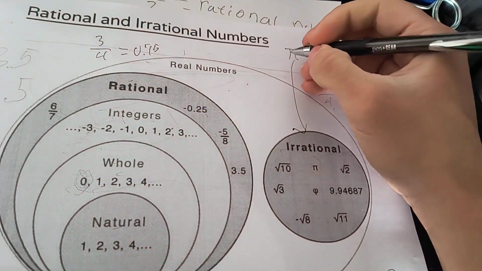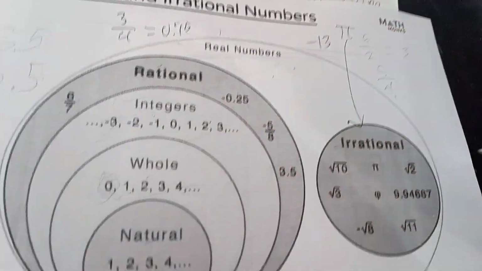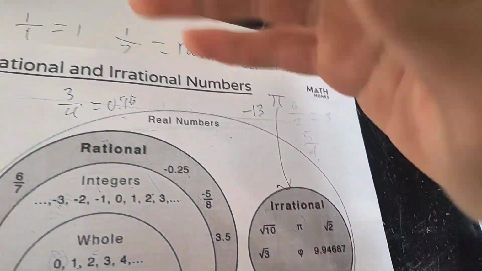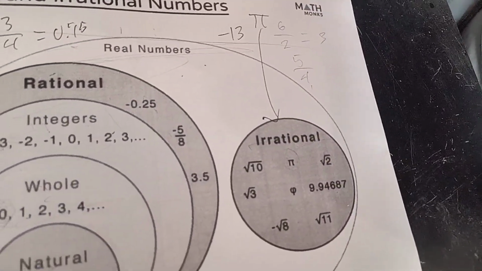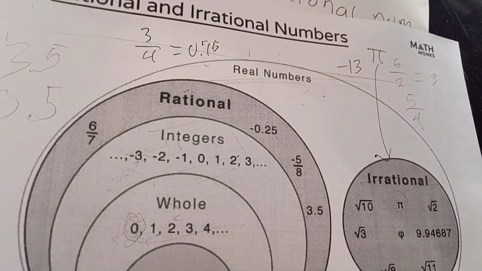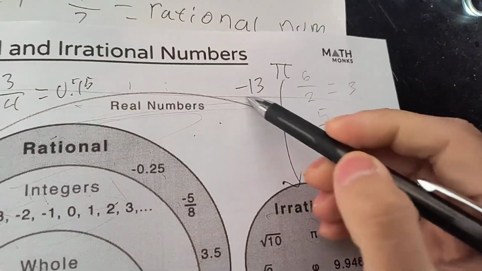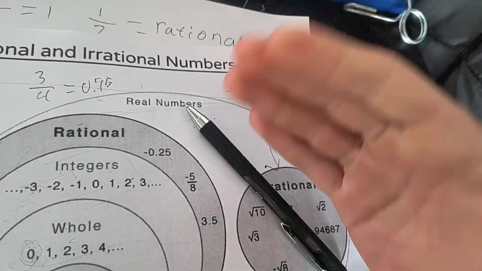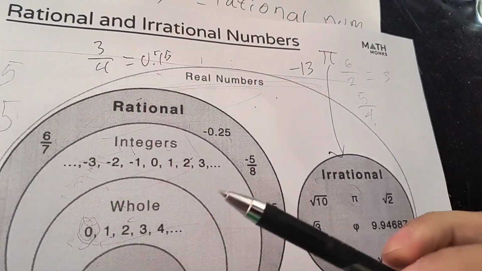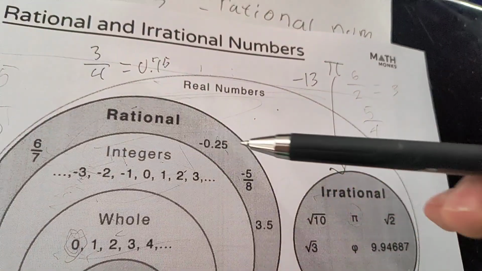What about -13? Well, -13 can also be represented by a fraction. I'm not going to write it out right here, but you can represent it by a fraction. And so that would make it a rational number, but it's also negative, and it's a whole, so it's an integer. I'm using whole as to say that it's not a mixed number. So this is an integer. It's not a whole, it's not a natural, it's just an integer.